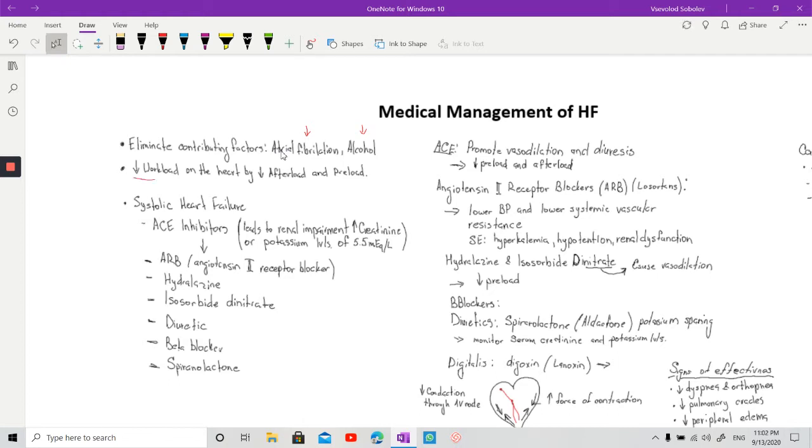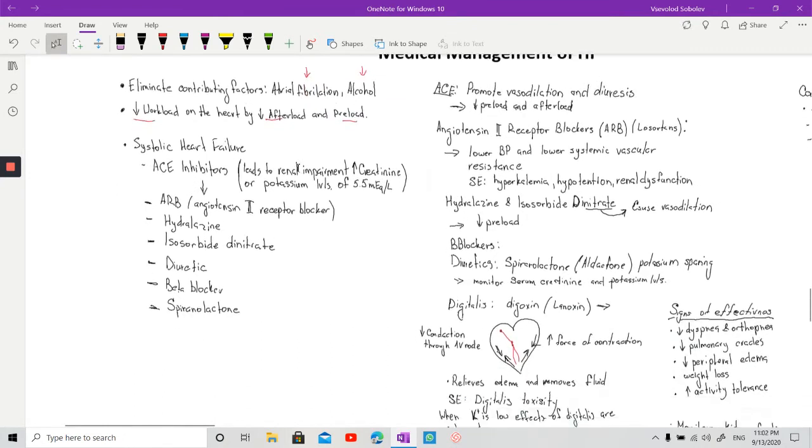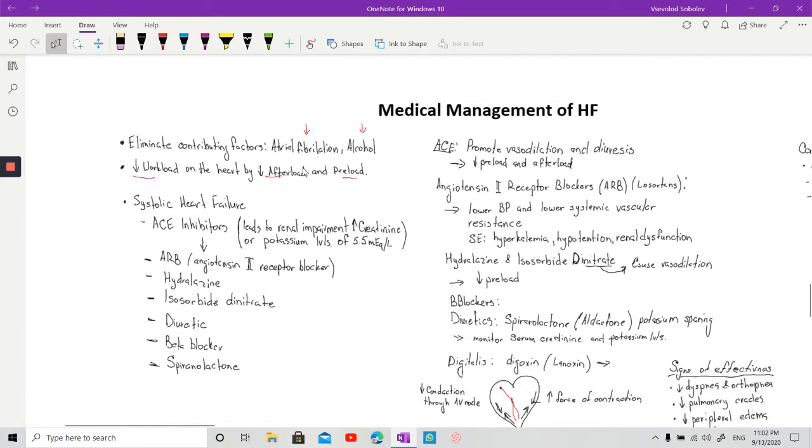The goal would be to decrease the workload on the heart, decrease the afterload, and decrease the preload. First, of course, the lifestyle changes. After that, we go to the drugs. So if it's systolic heart failure, to be honest, any heart failure, systolic, diastolic, left, right, we'll use ACE inhibitors. Increased creatinine impairment. So we'll start with ACE inhibitors.